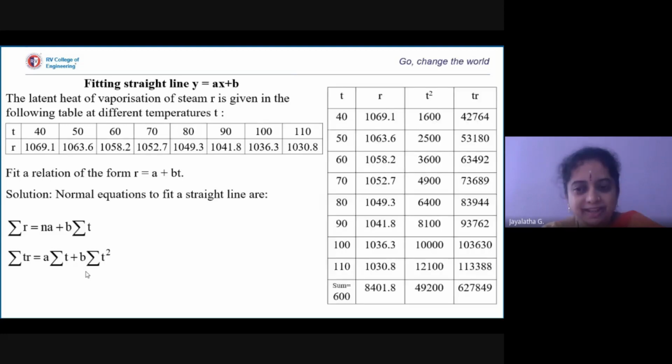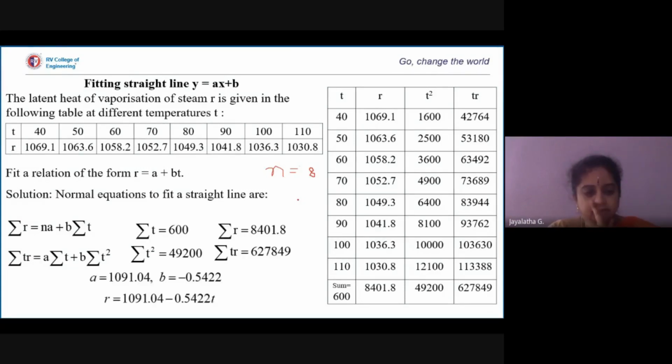So, okay, I'll just give you the table of values. Yes, summation T is 600, good. So these are the summation values which were required to solve the normal equations, right? Our aim is to find A and B. N equal to 8 here. So I'll just give you the values of A and B. A is 1091, B is, just remember the value, we'll just see using Matlab. Right? So let's move on to the Matlab code for this.